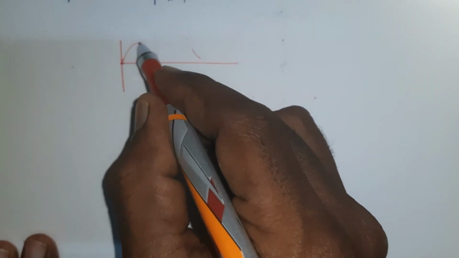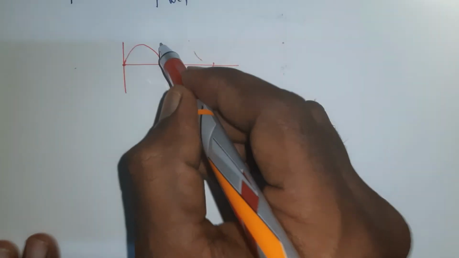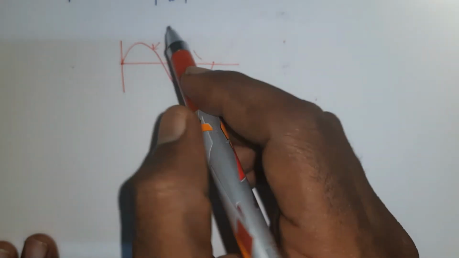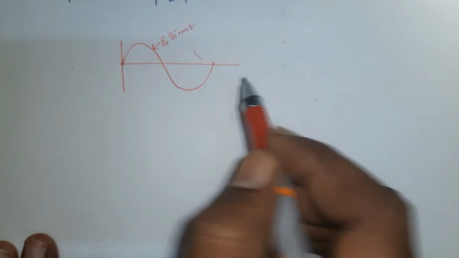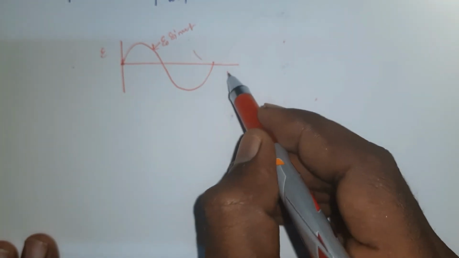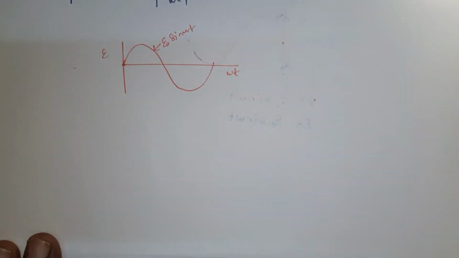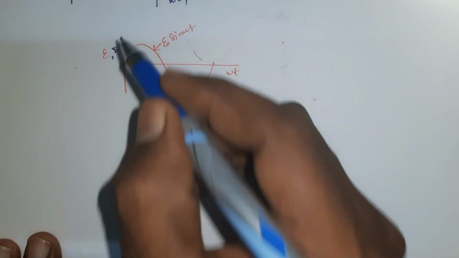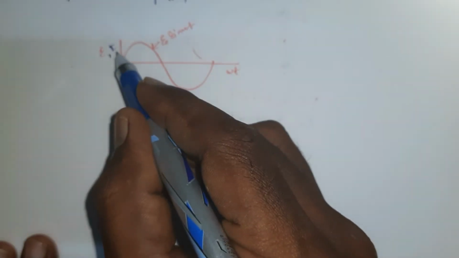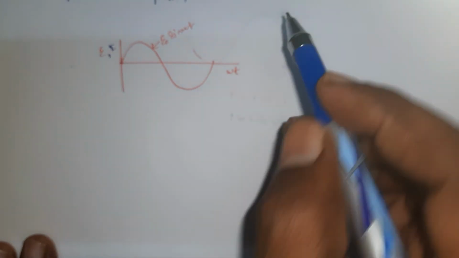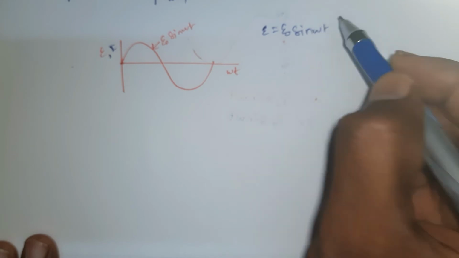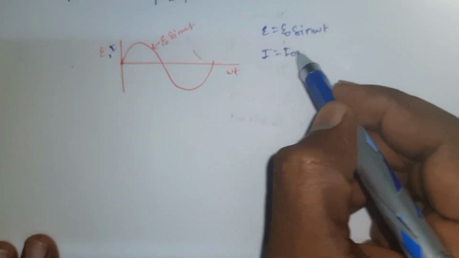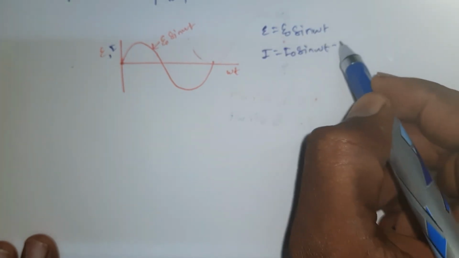This sine wave function represents the AC voltage, E naught sine omega t, a graph plotted E versus omega t. Then in the same graph we can plot the curve for current, so that current is lagging behind, because the voltage formula is E equals E naught sine omega t and the current formula is I equals I naught sine omega t minus pi by 2.